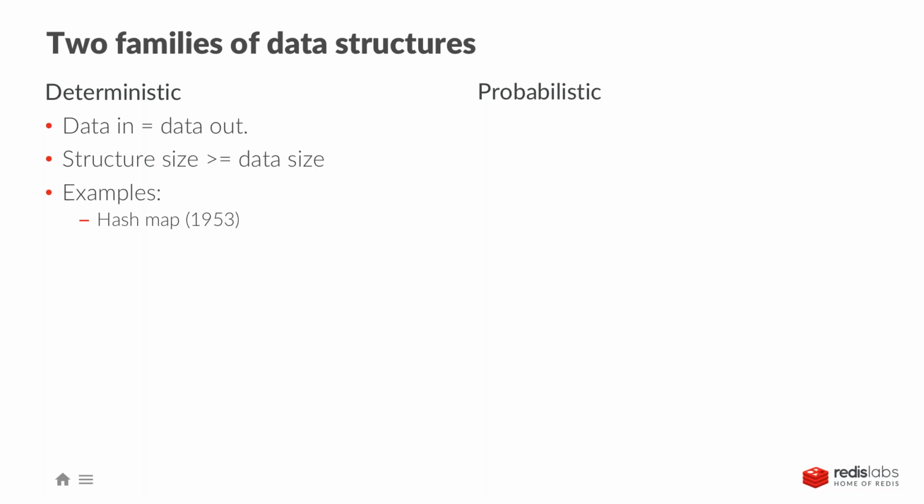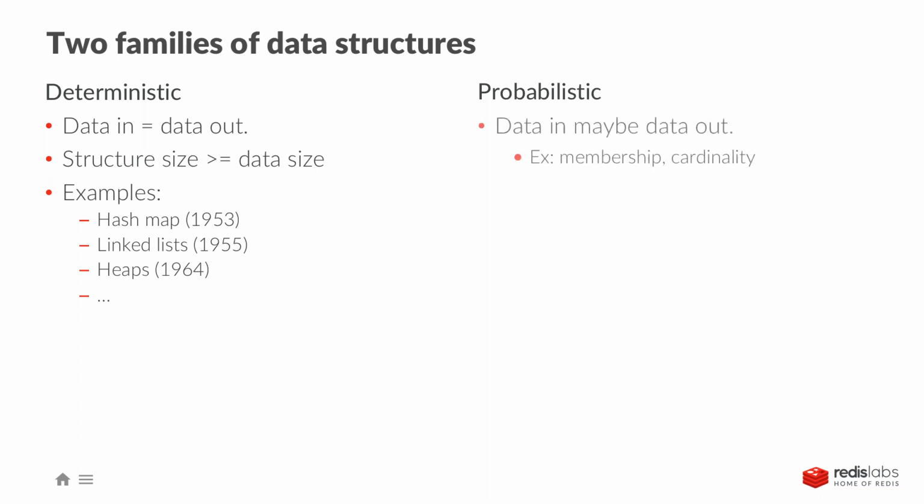Hash maps. Look at these dates here, by the way. They'll be important later. Linked lists, heaps. These are all pretty normal things that you will see throughout. Now, there are more of these, but these are just some examples I wanted to show you. These were all done in the 50s and 60s. That's a long time ago. That's ancient history in computing.